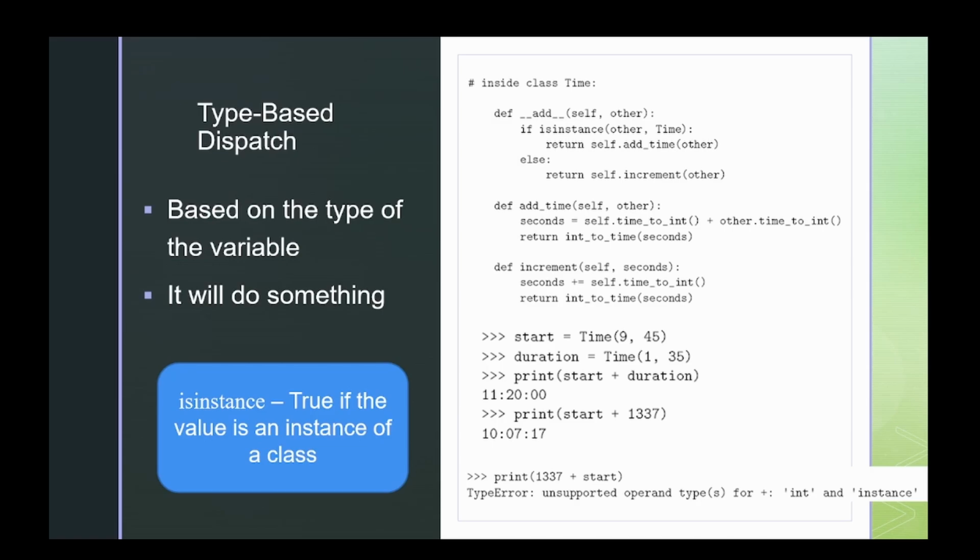Now, one thing I did not take care of here is if I were to send it the numeric first and then the object, that one's not being taken care of. So if I say print 1337 plus start, which is basically the opposite of the line before it, it's actually going to give me a type error. It's going to say unsupported type. It's going to think it's going to have an instance first because up here I have self first and then other. So it's not going to recognize that at all.